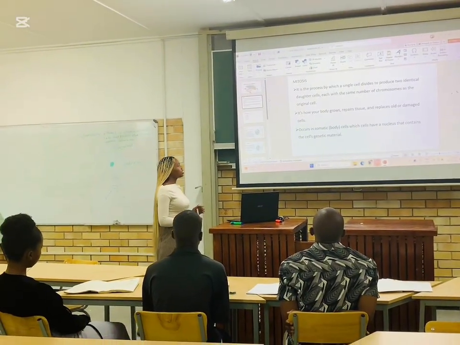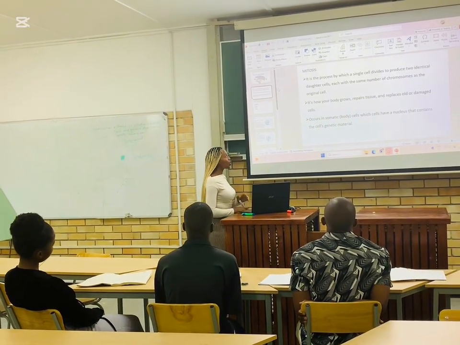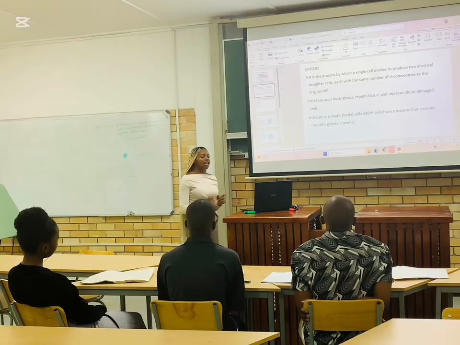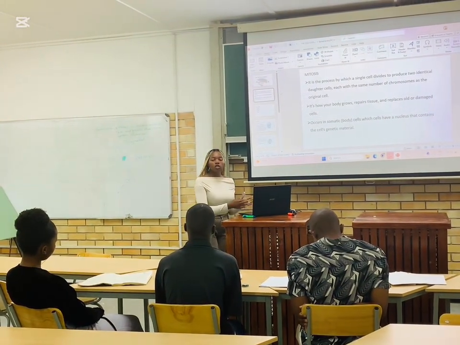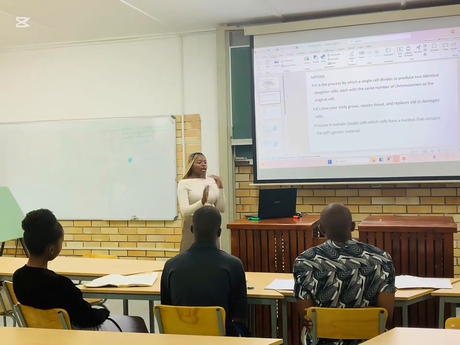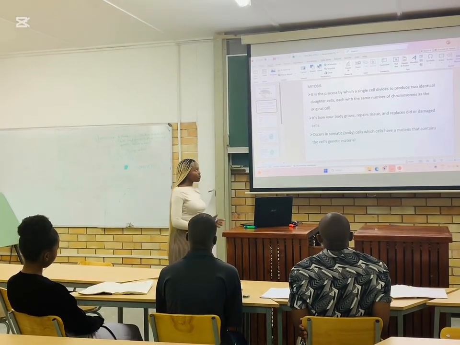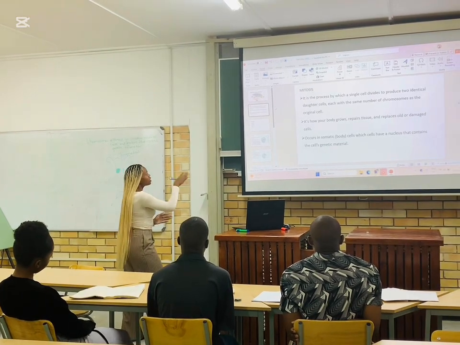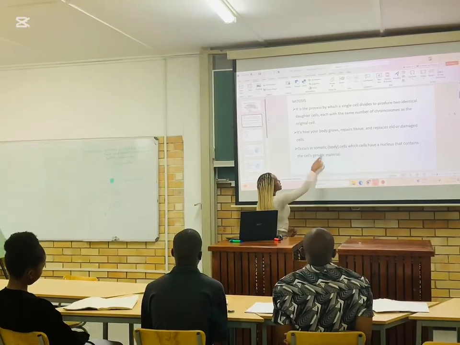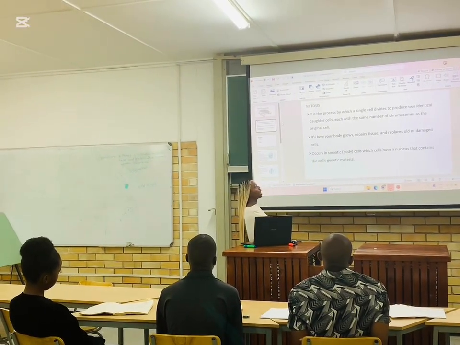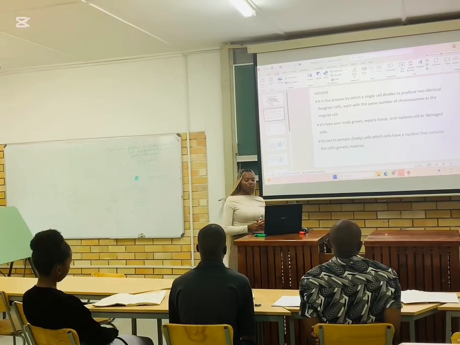So mitosis allows our bodies to grow, repairs tissues, and replaces old or damaged cells. Take for example when you get a cut or how your body grows from a baby to an adult. So what happens is that mitosis generates new cells. Mitosis occurs in somatic cells. What do we mean by somatic? Somatic cells are body cells which have a nucleus that contains the cell's genetic material.